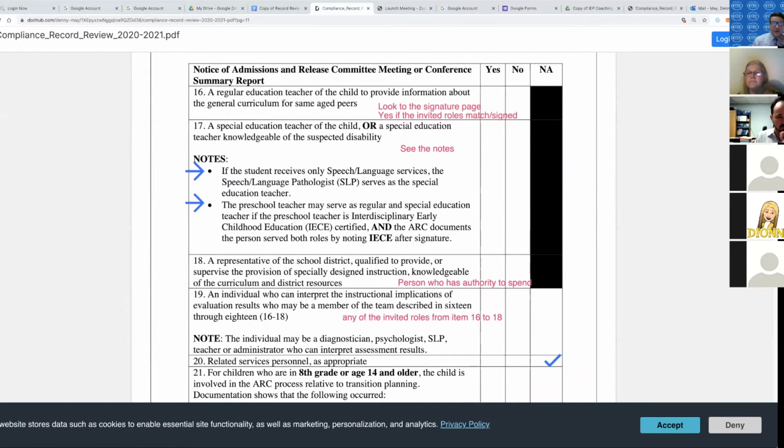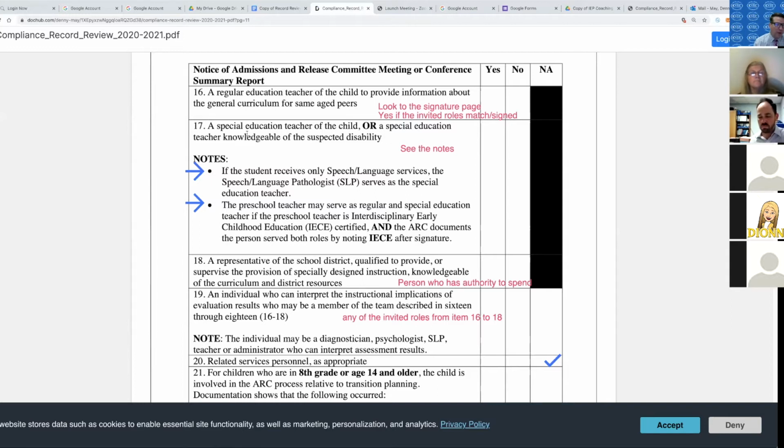Now, when we get to special ed teacher, it tells us some things too. Again, we're looking at the signature page, making sure that the invited roles match. And then we'll look at the notes here: a special ed teacher or a special ed teacher knowledgeable of the suspected disability. Now, let's say you have a meeting and the special ed teacher gets called away. Can another special ed teacher who has knowledge of the suspected disability fill in for that other special ed teacher on that staff? Absolutely. So again, we're inviting roles. We're not inviting people.